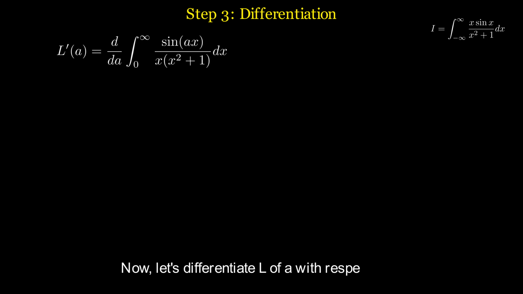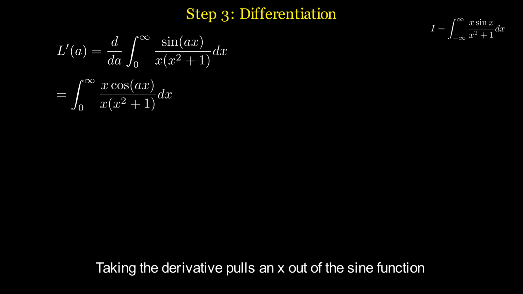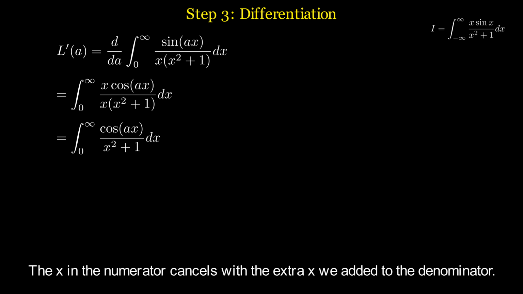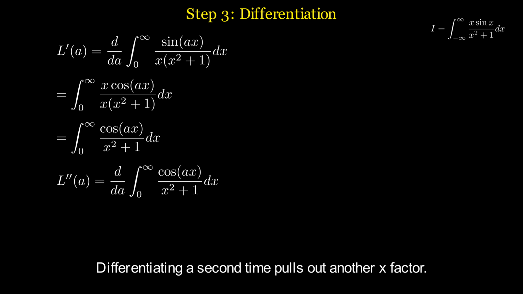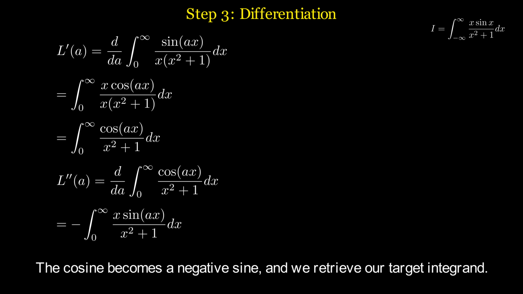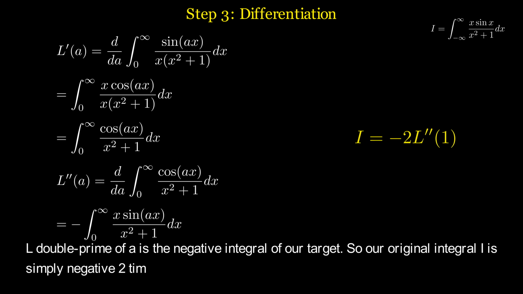Now let's differentiate L of a with respect to a. Taking the derivative pulls an x out of the sine function. The x in the numerator cancels with the extra x we added to the denominator. Differentiating a second time pulls out another x factor. The cosine becomes a negative sign, and we retrieve our target integrand. L double prime of a is the negative integral of our target. So our original integral I is simply negative 2 times L double prime at a equals 1.